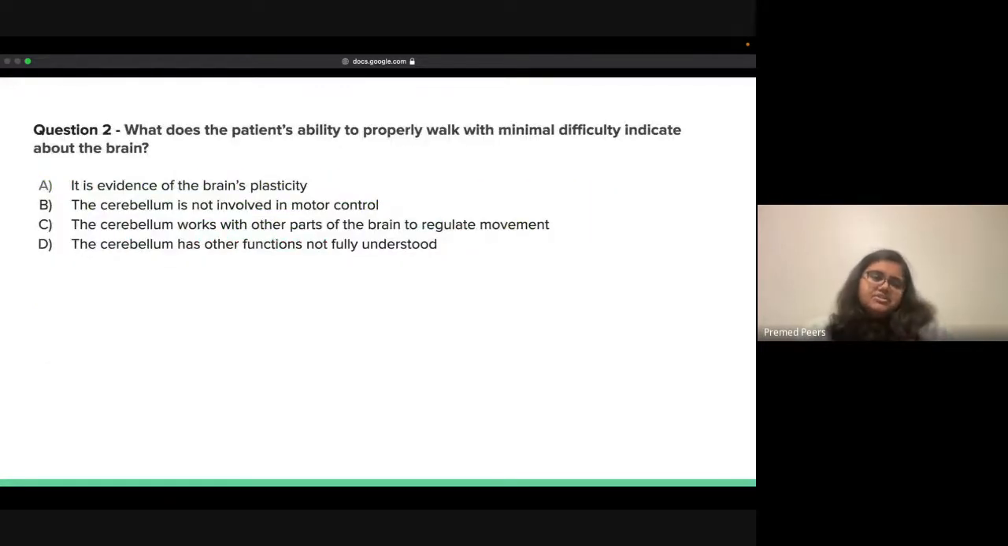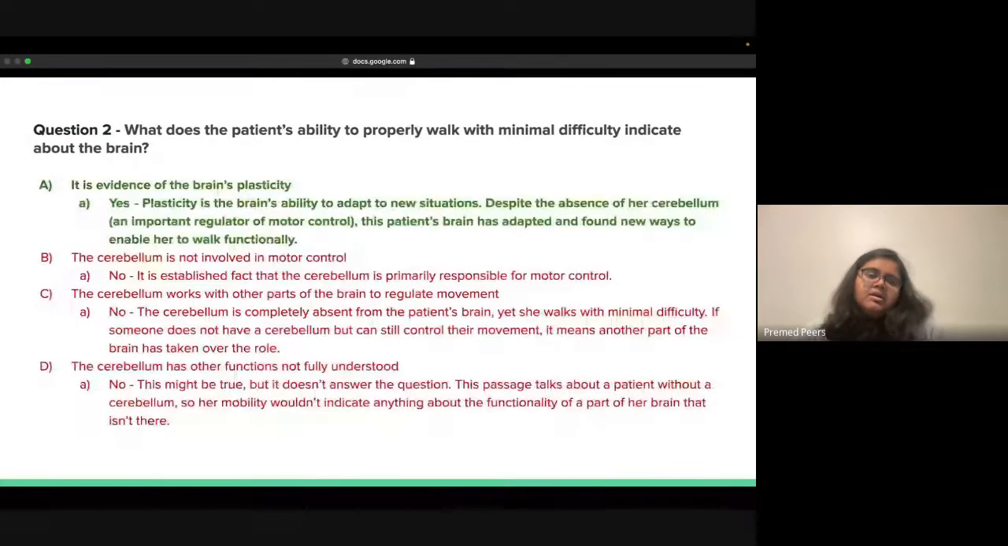Okay, so question 2, what does the patient's ability to properly walk with minimal difficulty indicate about the brain? For this question, I wouldn't say we really need to go back to the passage, but you definitely can to see what the other context is. But the correct answer for this one is A. It is evidence of the brain's plasticity.